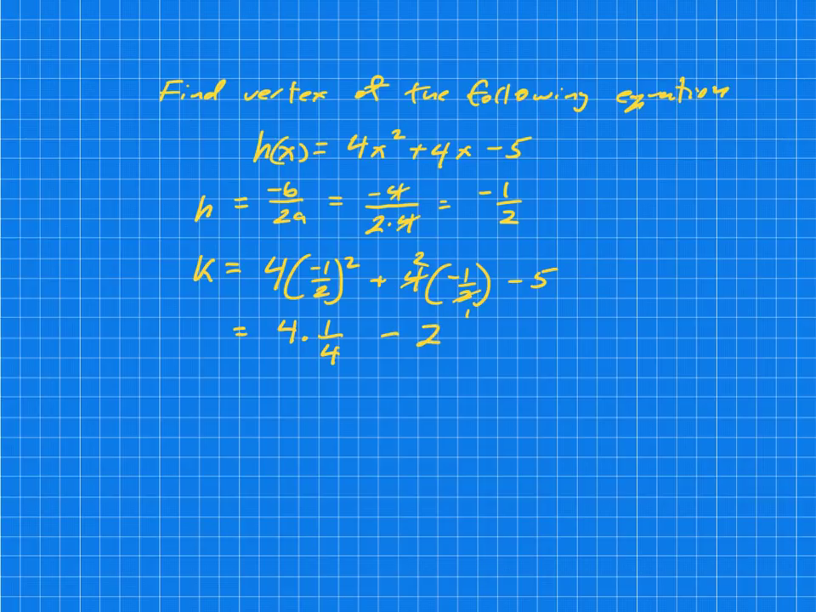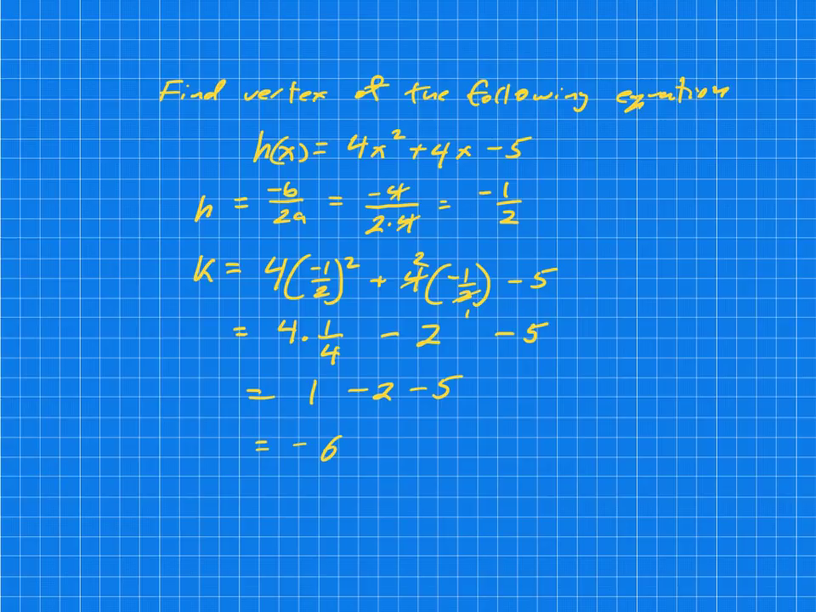Minus 2 for here, and then the minus 5. 1/4 of 4 is equal to 1 minus 2 minus 5, which should be equal to minus 6. And if we look back, here we are. Let me just go ahead and run through what we have here.